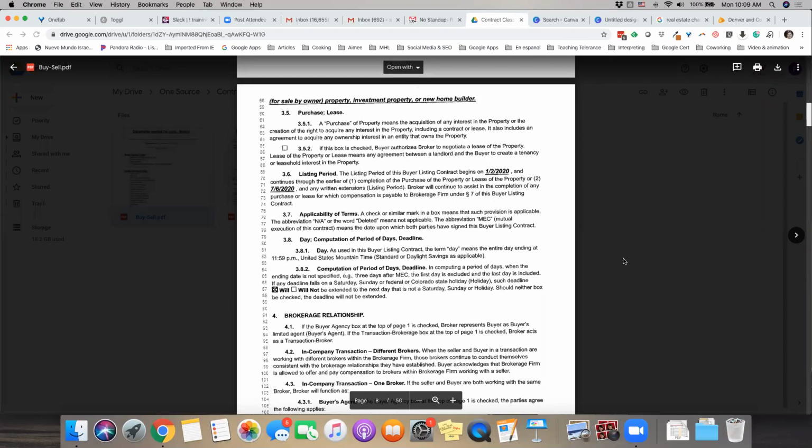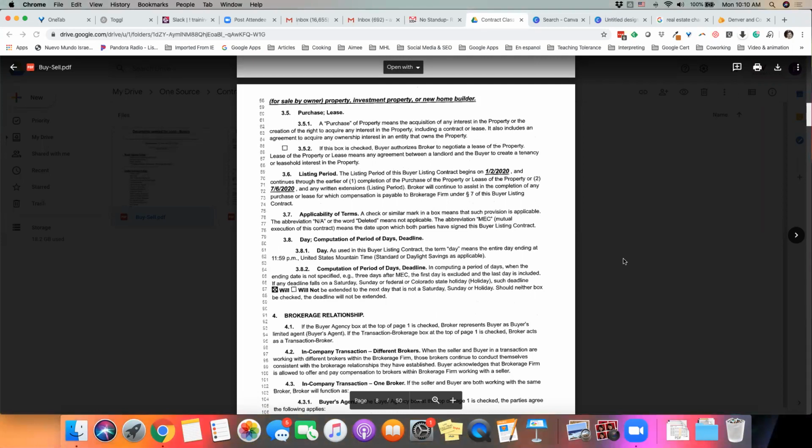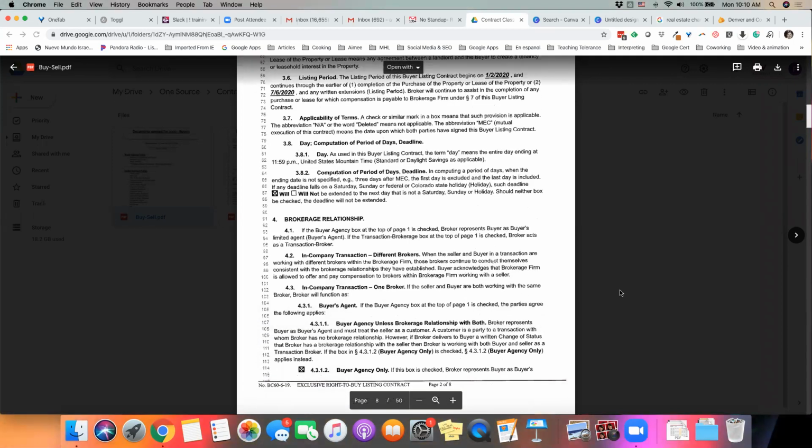You go down to 3.6, your listing period. And this listing period, I would always put in 6 months. Right now I might do 9 because it might be more difficult to find properties for a while. Go down to 3.8.2. This is will or will not. If you want to extend it, fine. If you don't, that's okay too.